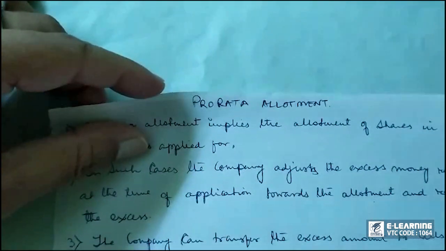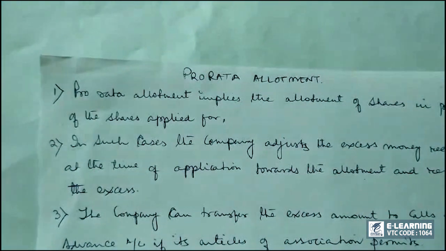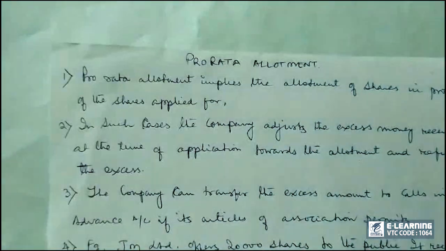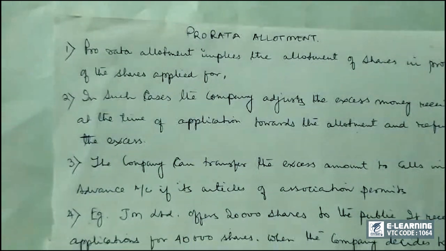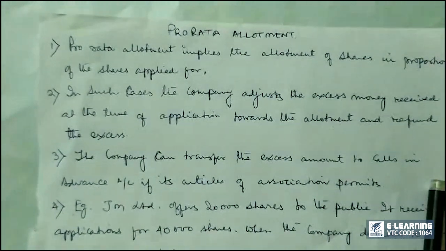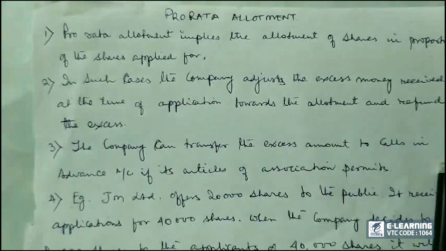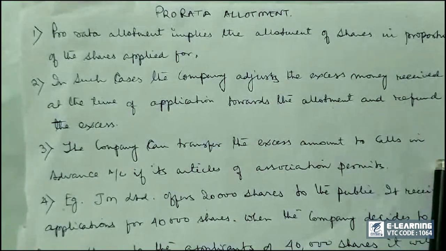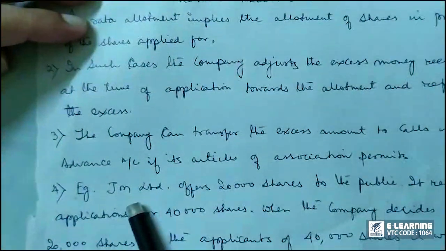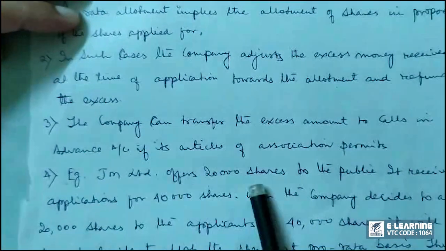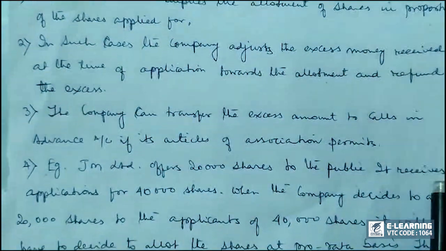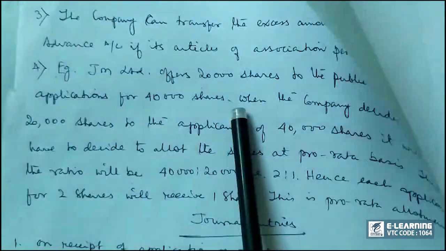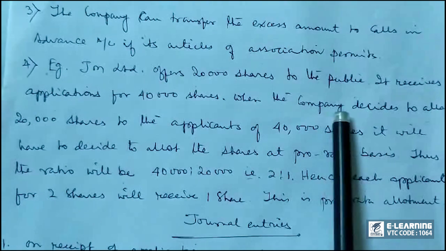The company can transfer the excess amount to calls in advance account if its articles of association so permit. Now, we will understand this by an example. Let JM Limited offer 20,000 shares to the public. It receives applications for 40,000 shares.